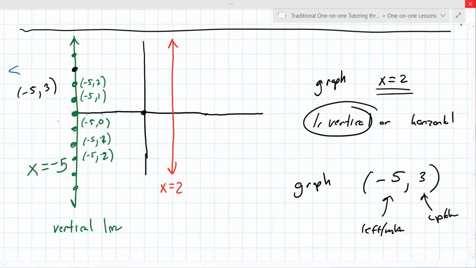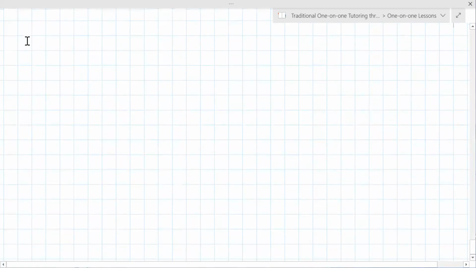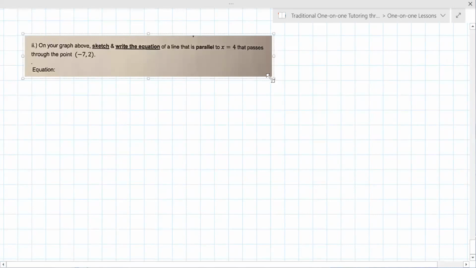Yeah, that's right. So x is -5, right? Yes. Because it's a parallel line, right? Yes. All right. So let's attempt to do the problem that you have on your Number 2.